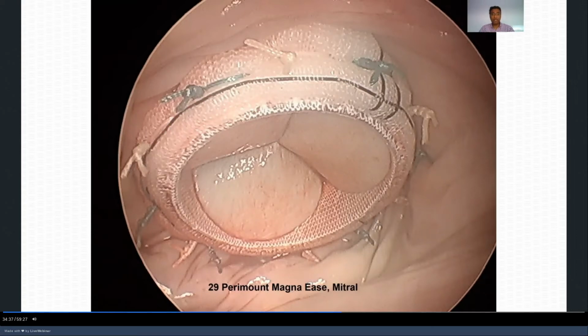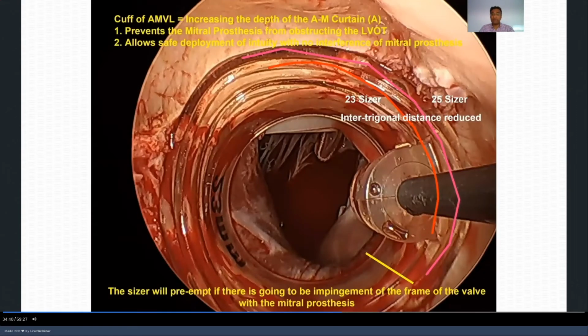And then I went back to address the aortic valve and I resized it. Now you would note that in the initial slide it was a size 25, but now it's a size 23. And that is because the intertrigonal distance is reduced. Now, the reason for leaving the cuff of the anterior mitral valve leaflet was to increase the depth of the anterior mitral curtain.